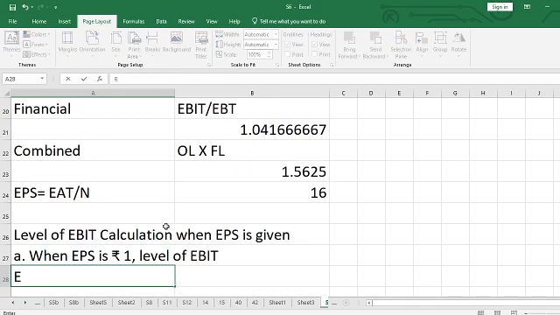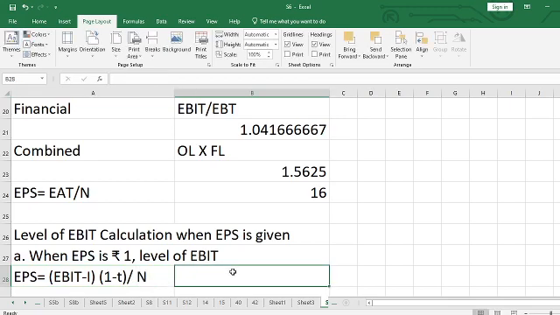Now for EPS we know the formula. EPS is equal to, the standard formula is EBIT minus I, that is interest, into 1 minus T, that is tax rate, divided by N. So this is the base formula for calculation of EPS.